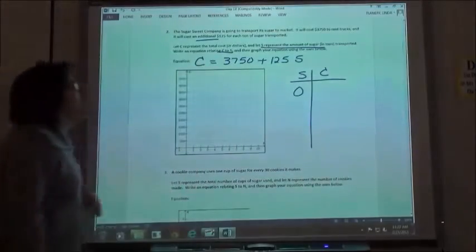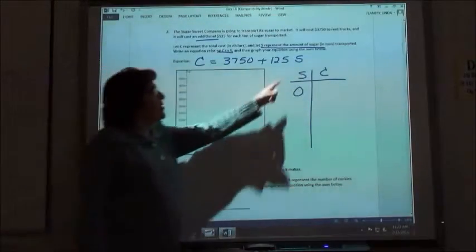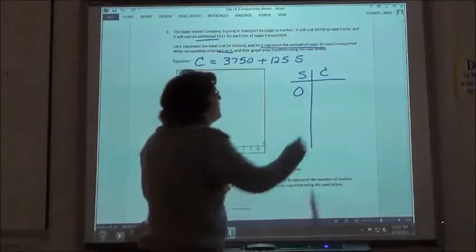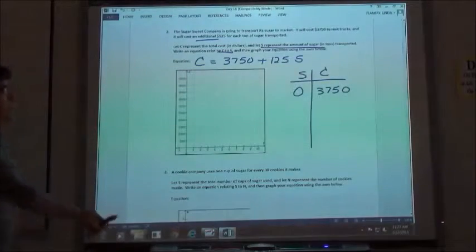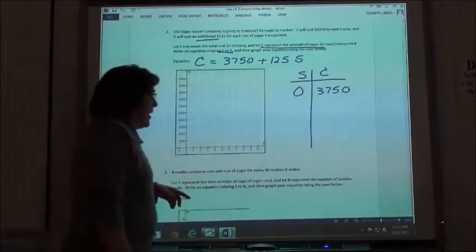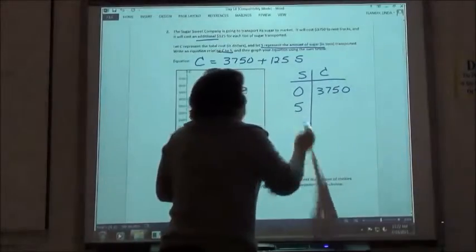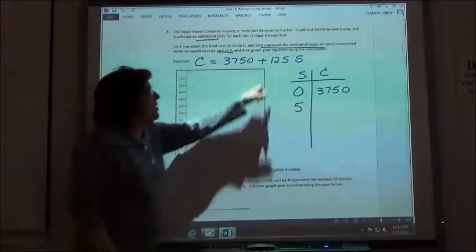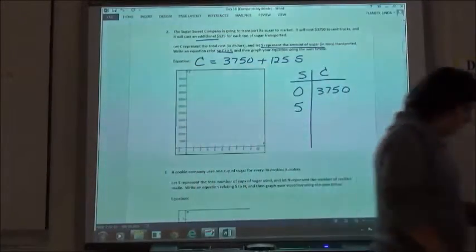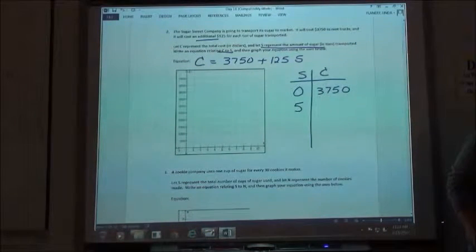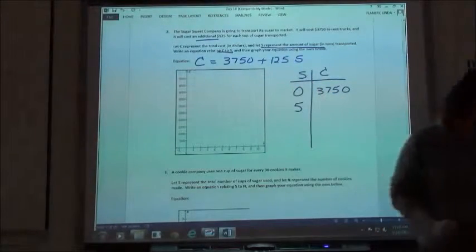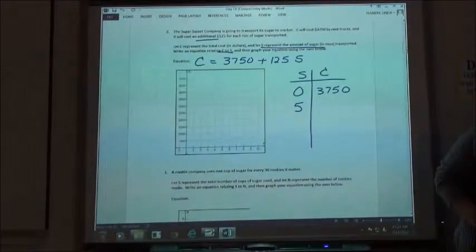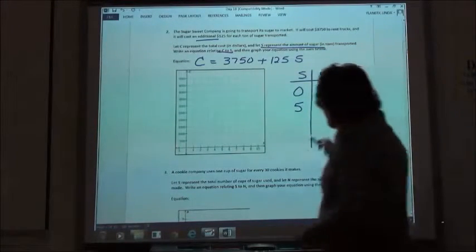If I don't transport any sugar, S is 0. I still have to pay the $3,750 to rent the trucks. If I want to transport, let's say 5, it's right in the middle, 5 tons of sugar, I have to take 125 times 5. 125 times 5 is 625. 625 plus my $3,750 is $4,375.